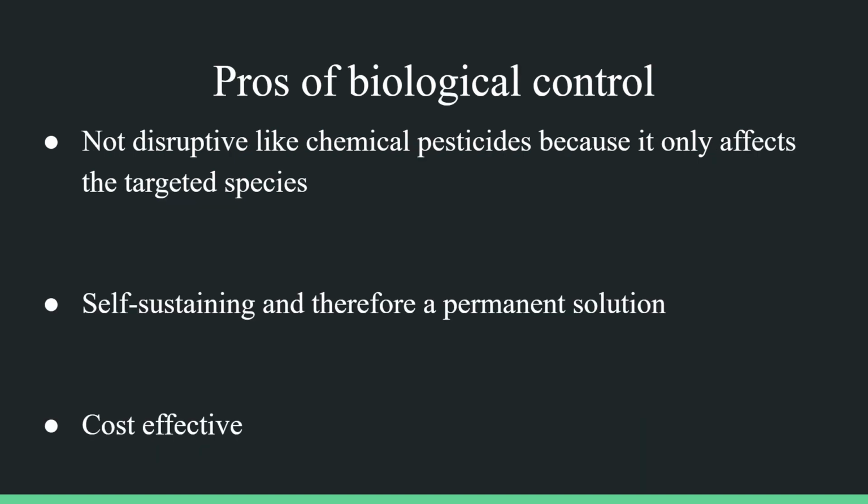Some of the pros of biological control include the fact that it is not as destructive as chemical applications, because it only affects the intended target. Biological control can be self-sustaining once the natural enemy population establishes and can then become a permanent solution, whereas spraying chemicals requires multiple applications every year. It is also cost-effective and a cheaper method than other management practices like using pesticides or herbicides.